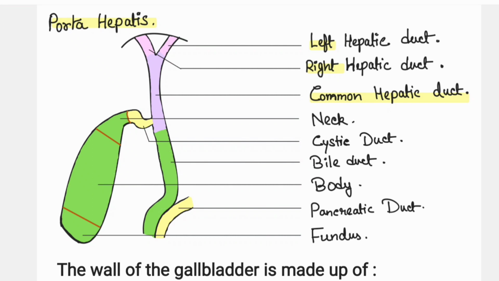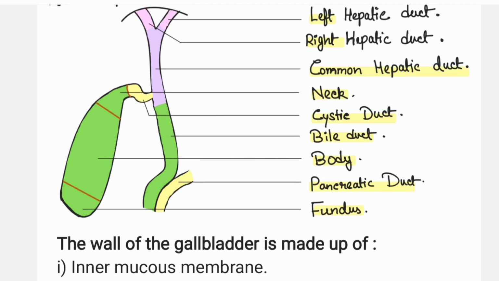Now the gallbladder has three parts. This is the fundus, this one is the body, and this is the neck. From the neck region of the gallbladder arises the cystic duct, and through this cystic duct the gallbladder secretes the bile into the bile duct. This is the bile duct, and here is the pancreatic duct, which is shown in yellow color, and in green color the bile duct is shown.